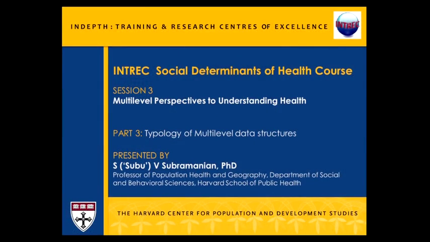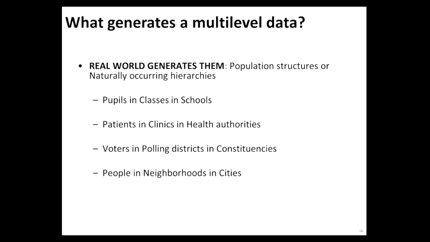In part 3, I want to take a much broader perspective. As you saw in part 2, I narrowed my example to just thinking about place and individuals. But we can have a much broader perspective, and I want to expand your horizon around what multi-level data structures are and how frequently we encounter them in the population. So, an obvious question for this session is, what generates multi-level data?